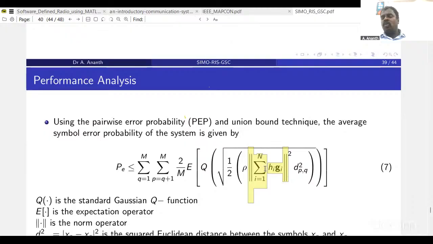Which is the summation i equal to 1 to N of h_i g_i. So that's how we can maximize. Did I answer your question, ma'am?